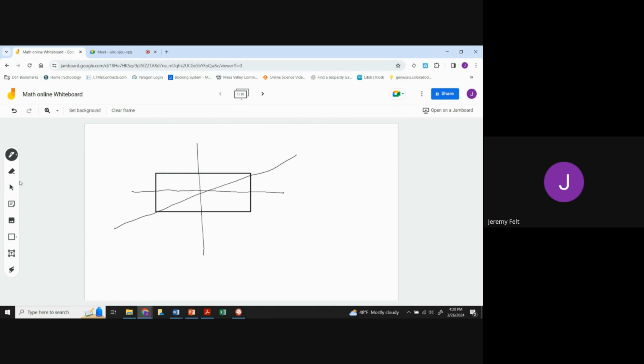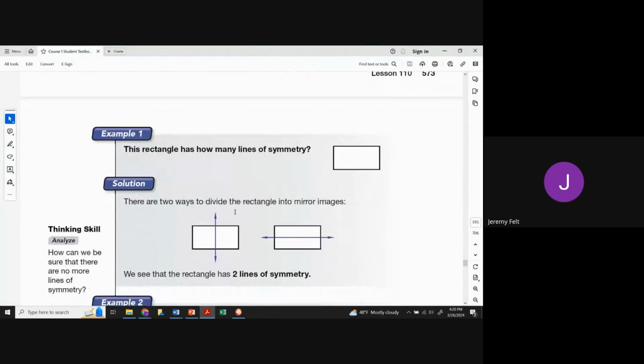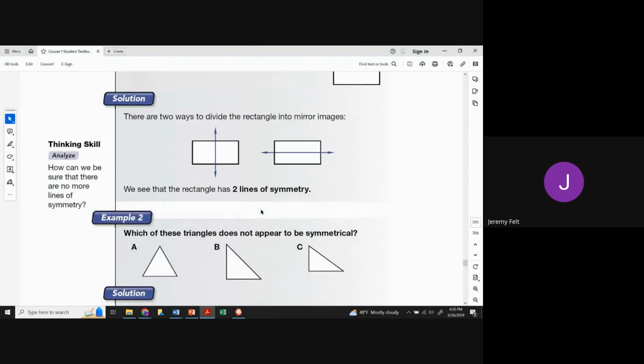What about from corner to corner? Well, if we look at this portion here, and then this portion, those are cut into two congruent right triangles, but they're not mirror images of each other. So just because it cuts it into two congruent shapes, that doesn't mean it's symmetrical. It's got to be a line of symmetry. So going back, we had 1 and then 2 lines of symmetry for that rectangle right there.